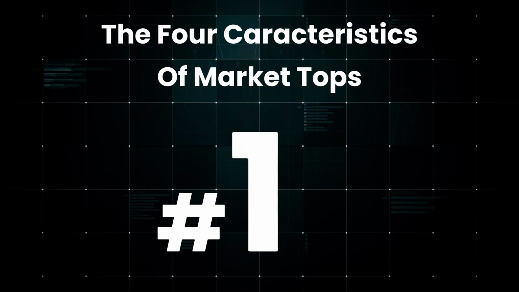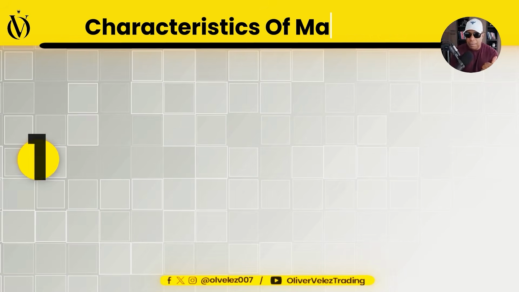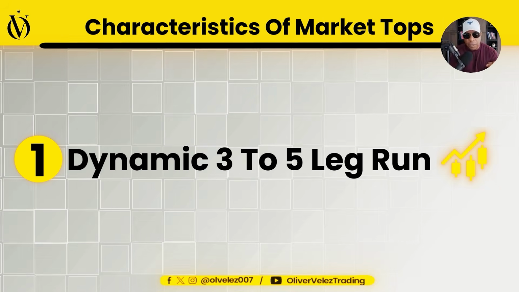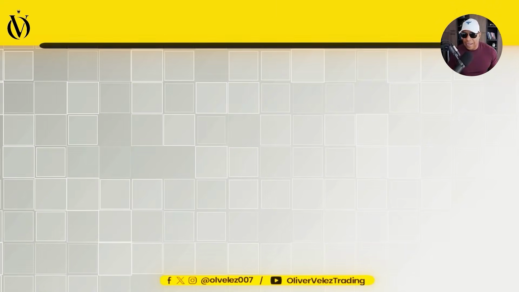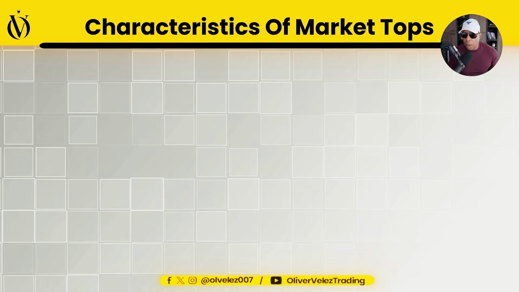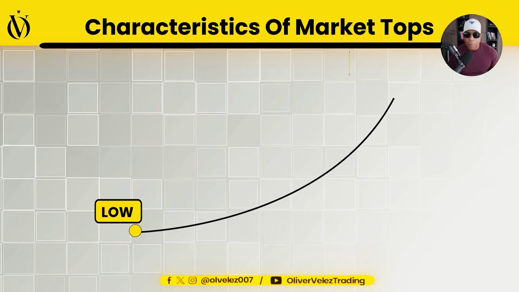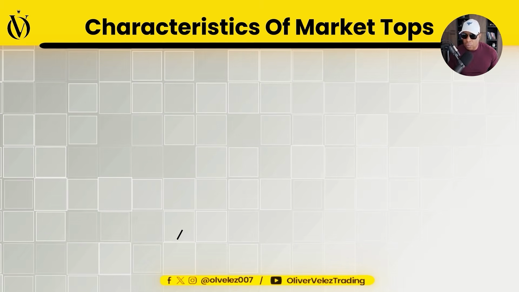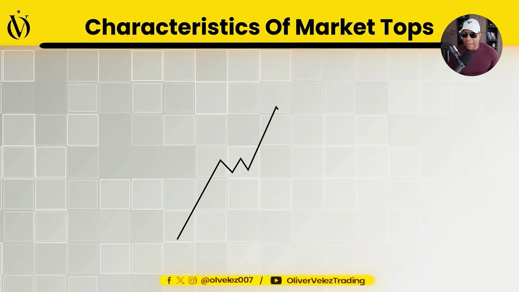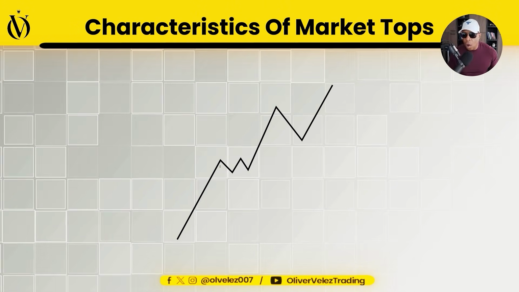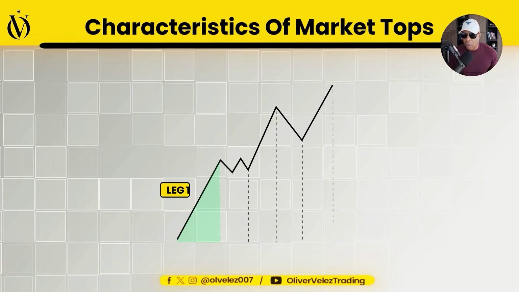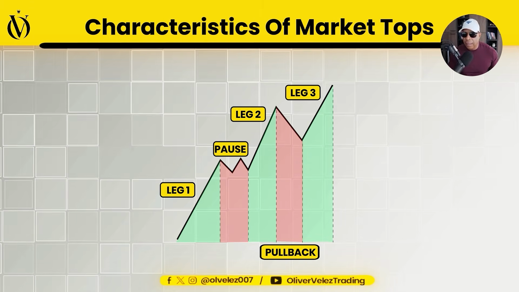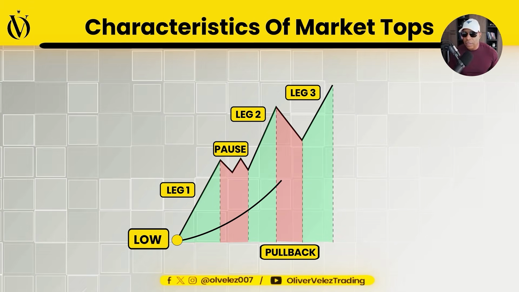Number 1, a major market top is usually preceded by very dynamic 3 to 5 leg runs. Now, I'm going to show you what this means. In essence, a stock can run from a low point to a high point, but it will do so in segments. So it might run up, pause, run up again, drop a little bit, and then run up again. All of these are individual legs. Leg 1, pause, leg 2, pullback, leg 3. But this is an entire run to the upside.